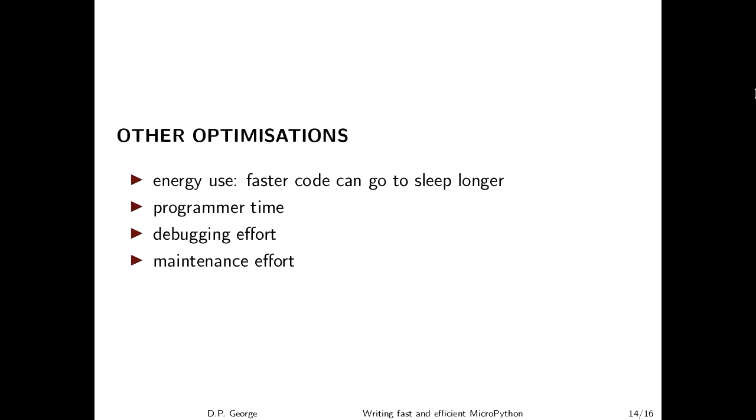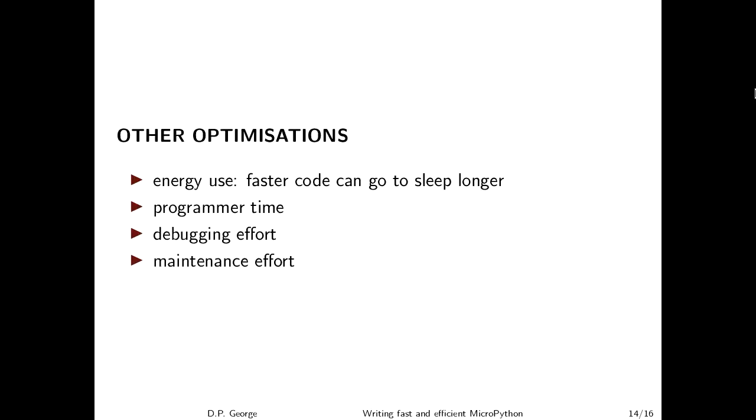All right, so I'm really at the end of my talk now. And just to mention the other optimizations, so energy use: if your code runs faster, it can sleep for longer. And sleeping is really low power consumption, so therefore you use less energy. That's a pretty simple rule of thumb.